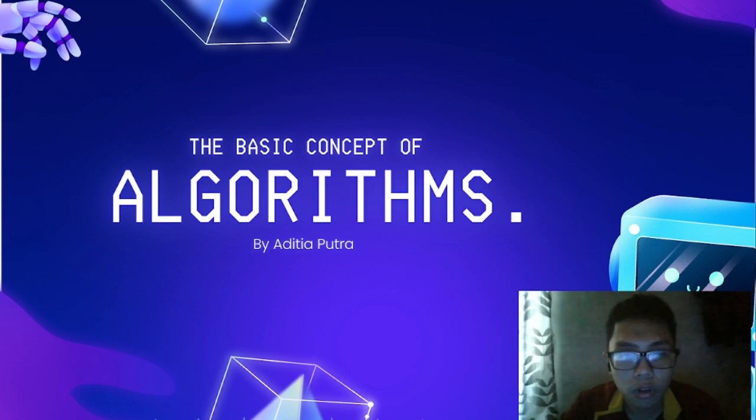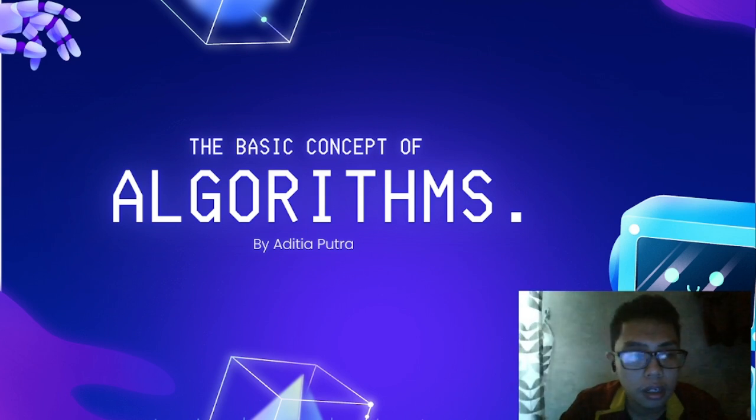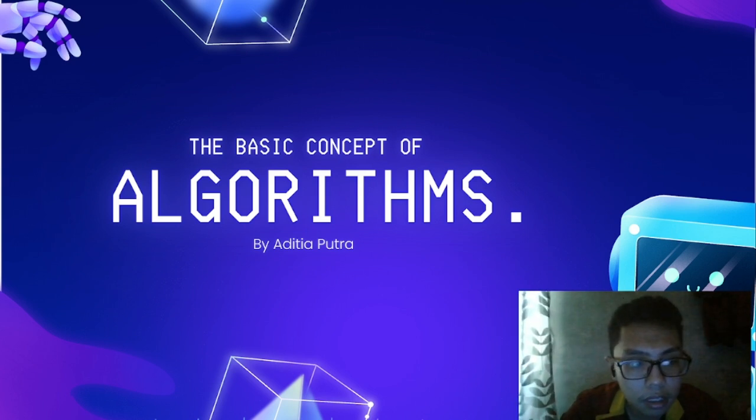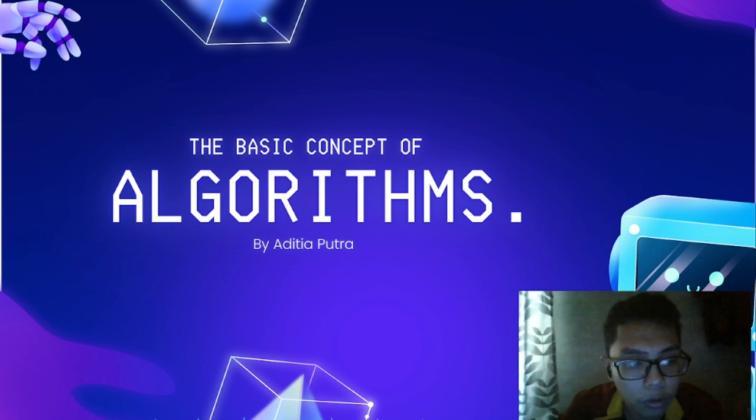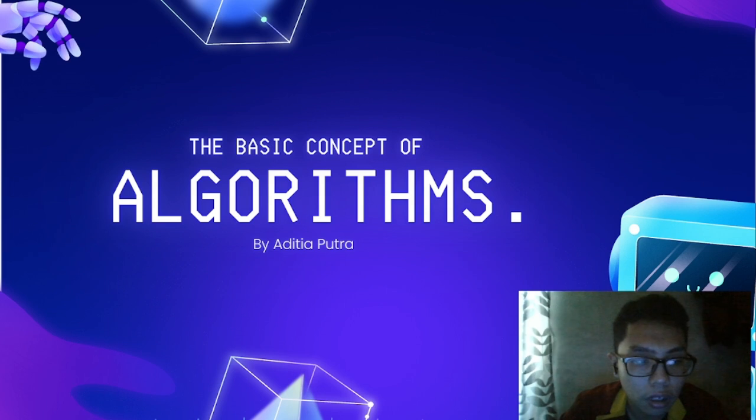Today we are going to talk about a very important topic in programming: the basic concept of algorithms. Before diving into more complex topics, we need to understand the basics of algorithms, because algorithms form the foundation of every computer program we create. So let's get started.